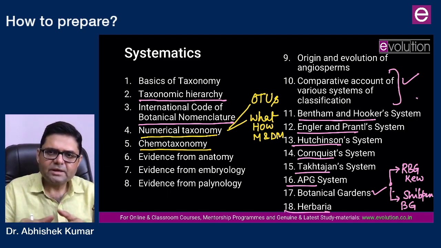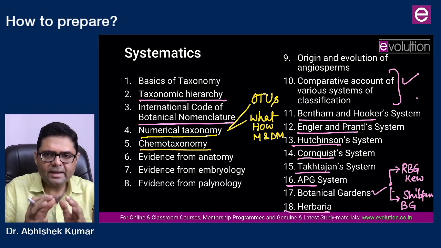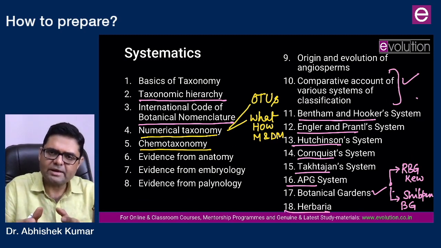The last topic here is herbaria. Herbaria is a rather small topic, and all that you have to do here is: what are herbaria, how do we prepare them, what is the reason why we prepare them, what is the taxonomic value, and then what are the 5 big significant herbaria in India and in the world. And that will be all. And with this preparation, you will be ready to handle any and every question of systematics.